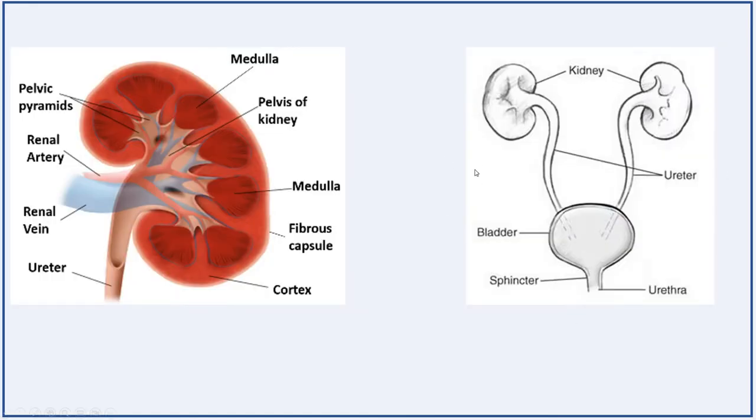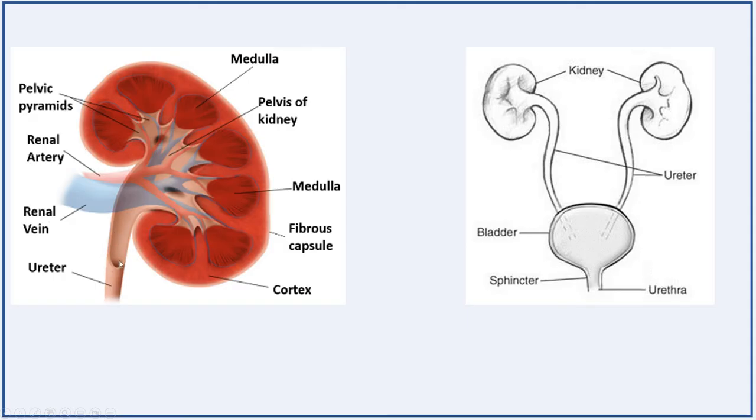So here we have the excretory system. There are two kidneys and the ureters. The ureter takes the urine to the bladder. The bladder is where the urine is stored, and then the urethra is where the urine is excreted from the body. And here is the structure of one kidney.